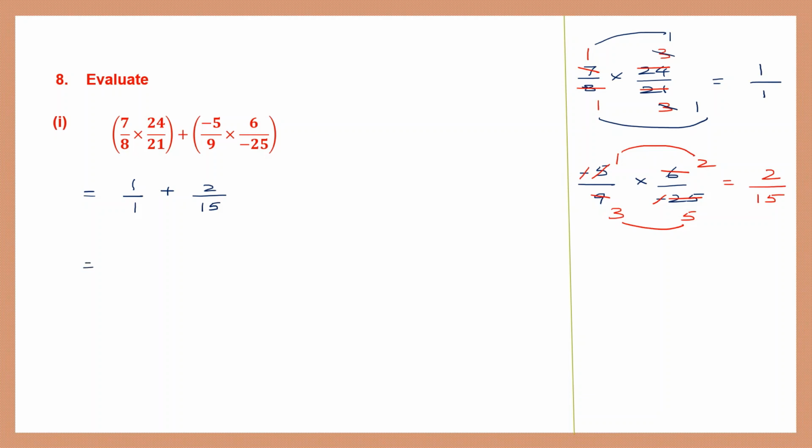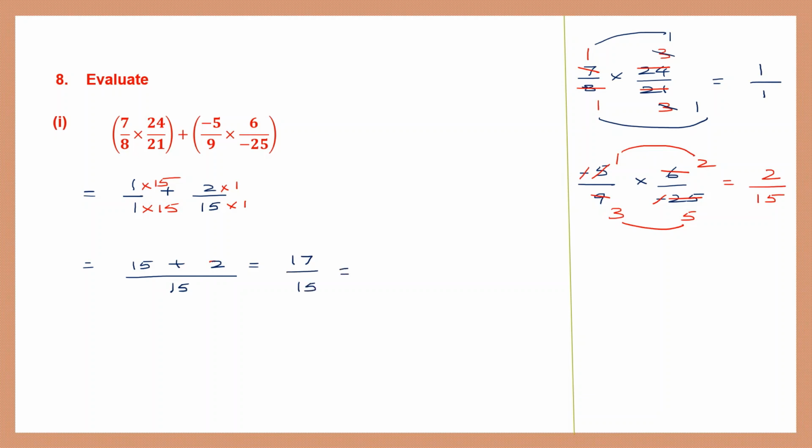So the LCM here will be 15. It is used as a common denominator. So here 1 into 15 is 15. So multiply this also by 15. So that is 15 itself. 15 plus, next one we have 15 into 1. So multiply 2 into 1. 2 1s are 2. So 15 plus 2 is 17. And in the denominator we have 15.